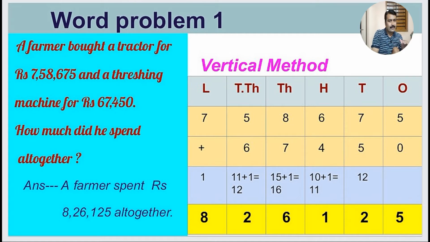While arranging, you can also come from the opposite side, as we explained in the previous part. So 0 we arrange below 5 in ones place, 5 we arrange below 7 in tens place, 4 we arrange under 6 in hundreds place, 7 we arrange below 8 in thousands place, 6 we arrange below 5 in the 10,000 place. Now after making this vertical arrangement the correct way, we are starting the addition from ones place.